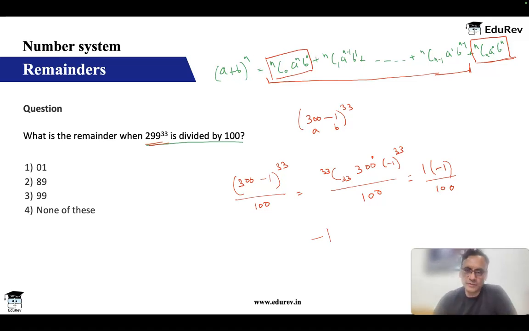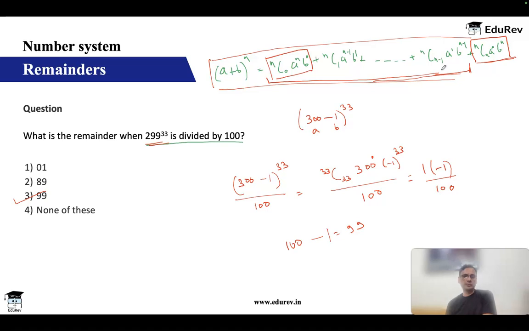And minus 1, your divisor is 100. That means effectively your remainder is 99. So the answer is the third choice. So here also we are using the concept of negative remainders. And this binomial expansion is very important. We'll discuss this a bit more in one of the subsequent slides, but this is something that you must remember.